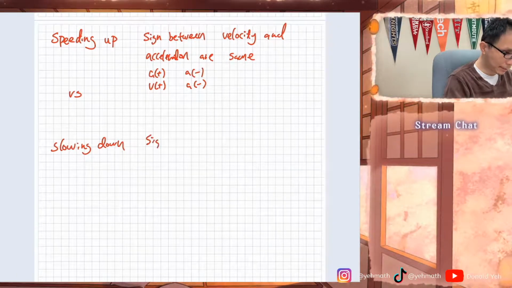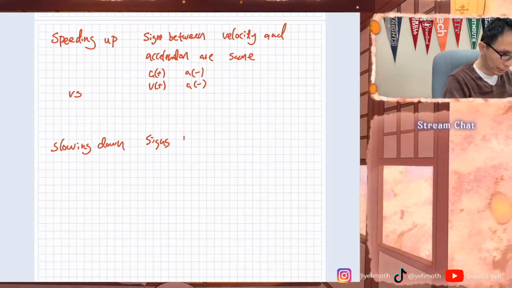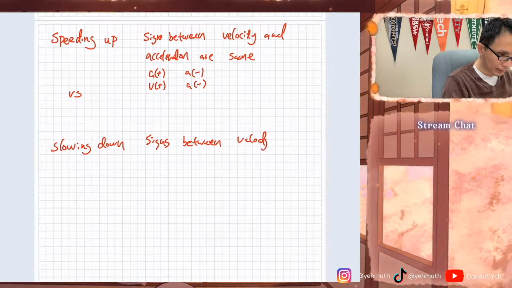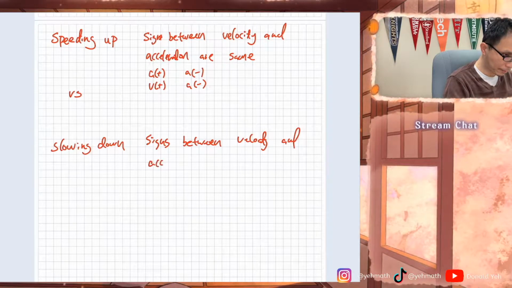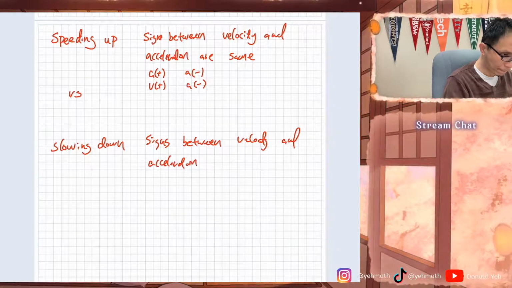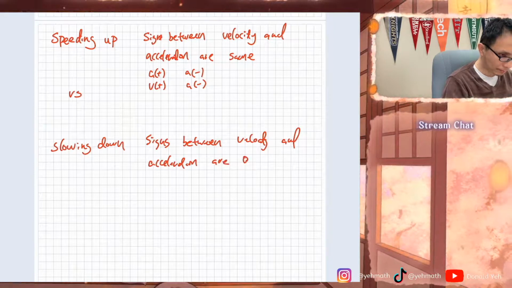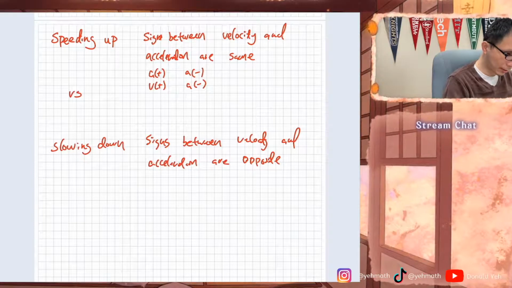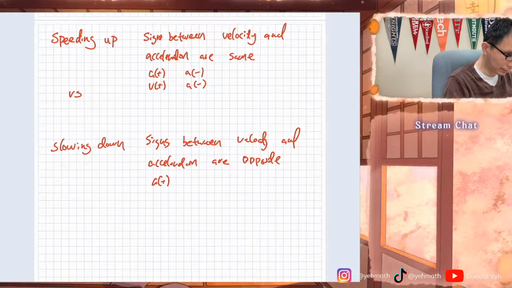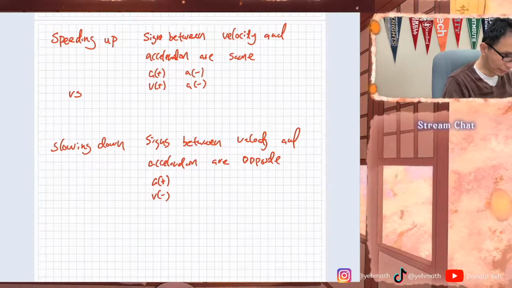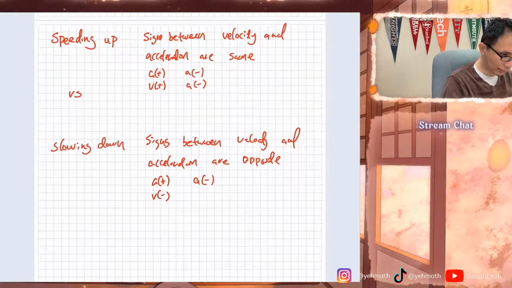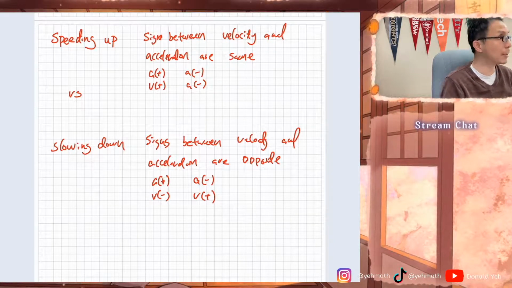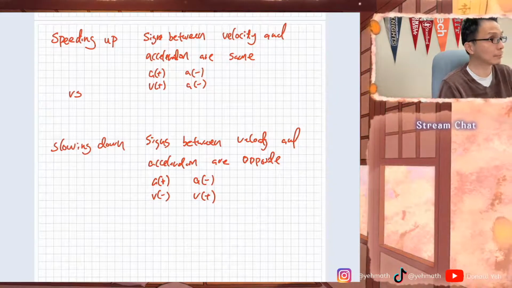If the signs between velocity and acceleration are opposite, for example, a is positive and velocity is negative, or a is negative and velocity is positive, then if they are opposite to each other, they are slowing down.